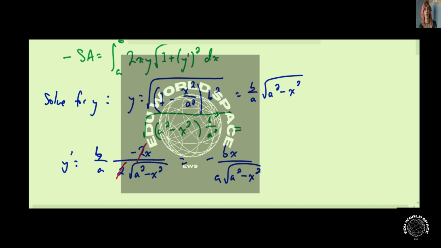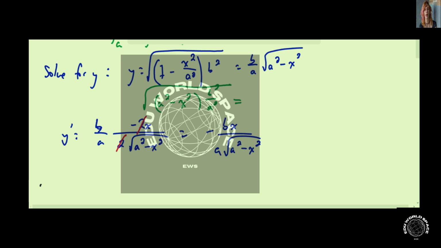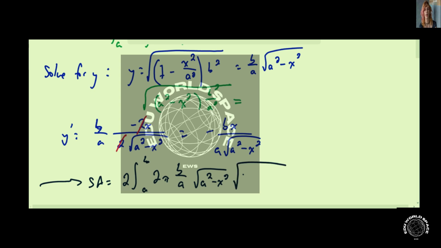Since we're only taking the top half, we're going to actually have to double the surface area. So the surface area in this case will be twice the integral from some arbitrary a to b we'll have 2 pi y, which we said was b over a times root a squared minus x squared, times the square root of 1 plus negative bx over a root a squared minus x squared, the whole thing squared, and that will be integrated all with respect to x.